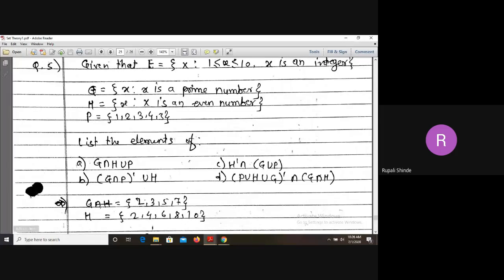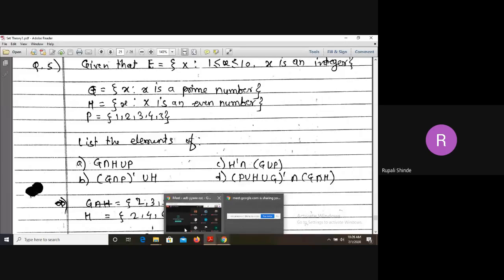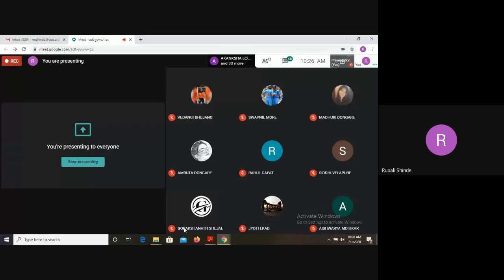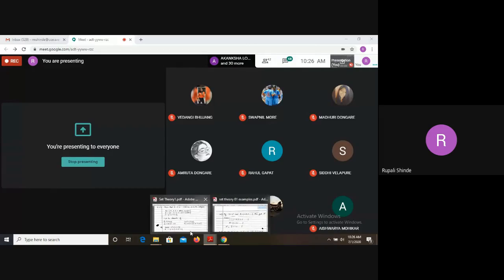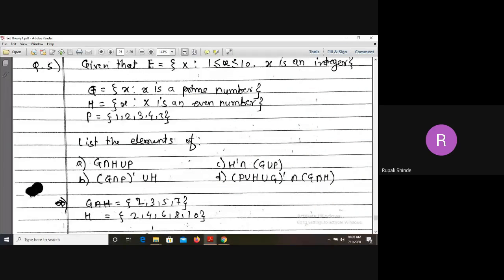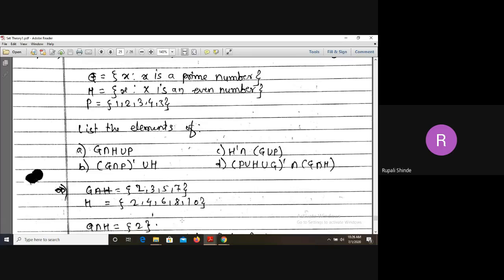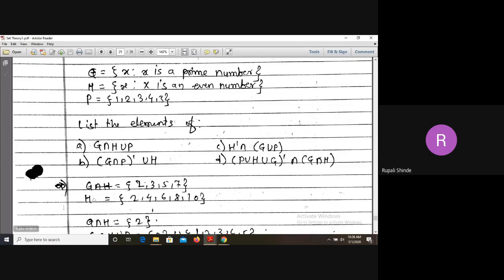So what is the answer for this intersection operation? Which element is common? The question is very simple. We just have to find a common element between G and H. 2, ma'am. Okay. Just element 2 is there which is common between G and H.